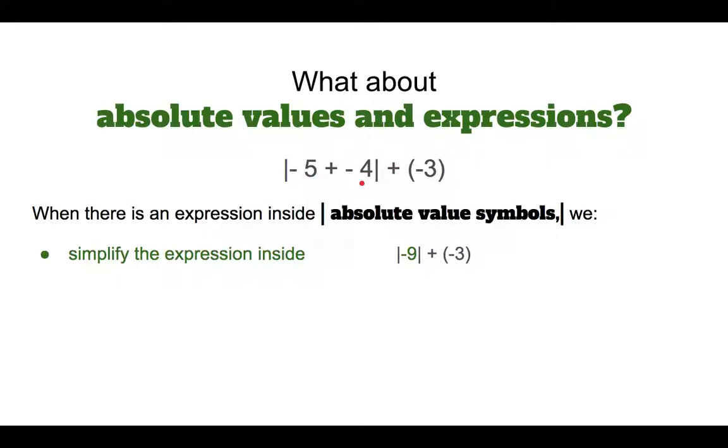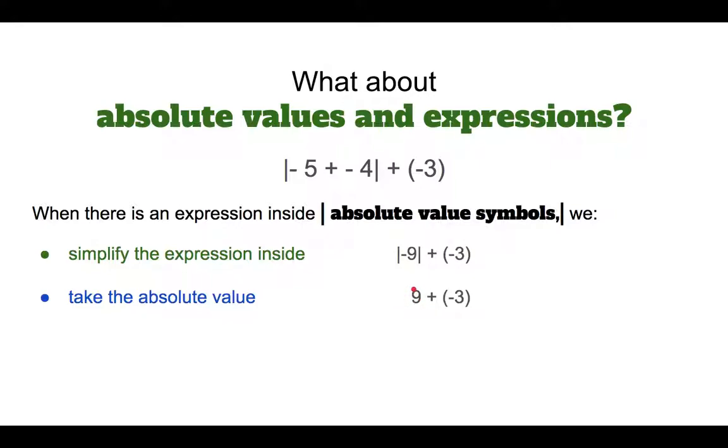Negative 5 plus negative 4, they have the same signs. So we add them together. 5 plus 4 is 9, and we keep the sign. So here we simplified the expression inside. Notice I brought the absolute value symbols with me because I have not taken the absolute value yet. So after I've simplified, then I take the absolute value. The absolute value of any number is always positive. So I remove the symbol, leave the positive version of the term behind.